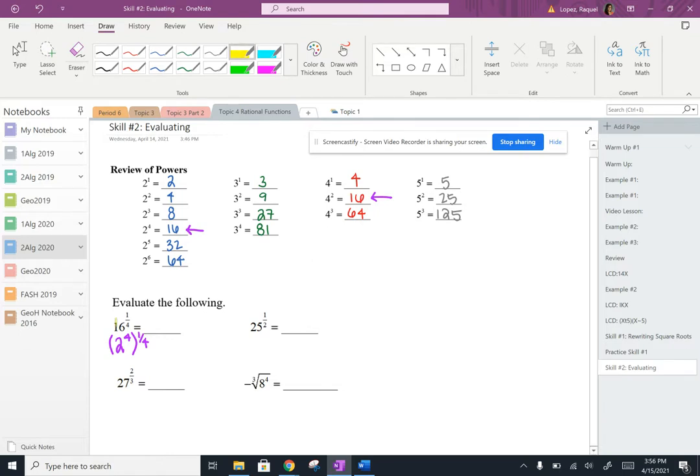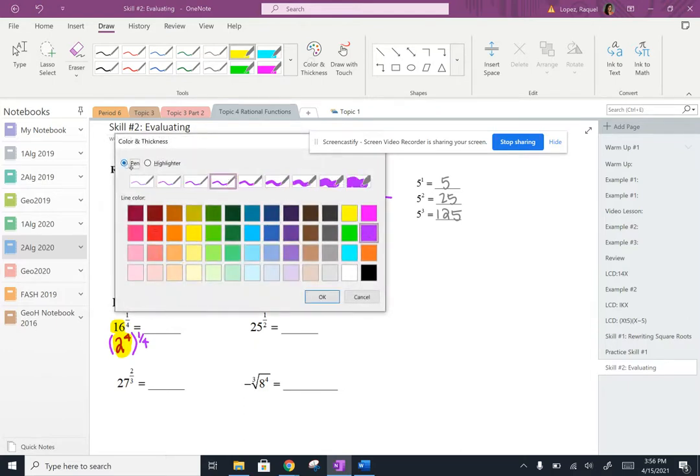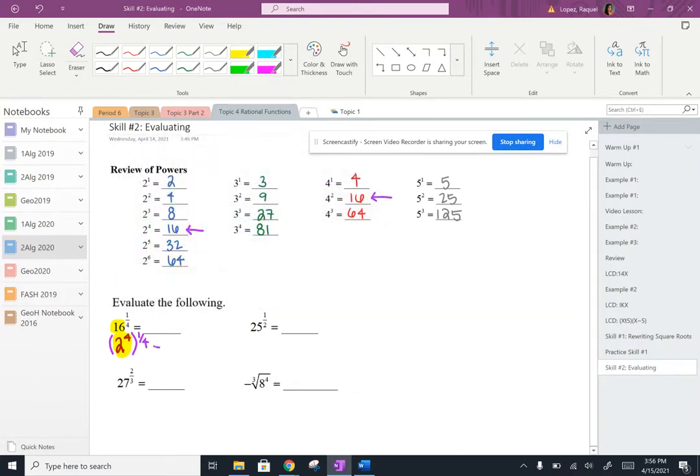So all I really did was rewrite this part right here. So I rewrote 16 as 2 to the fourth. These are two different ways of expressing the same value. Now, according to some exponent rules, when I've got a power to a power, I can just multiply my exponents. So I'm going to do 2 to the fourth times 1/4. Now, 4 times 1/4 is just the same thing as 1. So I really have 2 to the first power. 2 to the first power is just 2. So the answer to this one is 2.